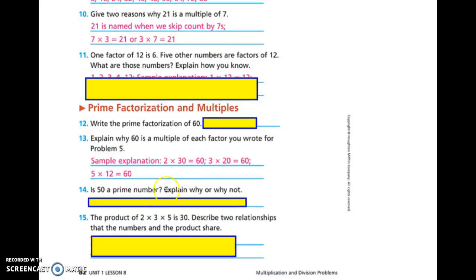Let's skip ahead a little bit. I wanted to look at this one. It says, is 50 a prime number? Explain why or why not. So remember our definition. A prime number is a number that only one and itself can be divided into, and a composite number is a number that other numbers can be divided into. So what do you think? Is 50 a prime number? Yes or no? If you said no, it's not, you're right on, because there's a lot of numbers that divide into 50, right? 25, 5, 10, all those numbers divide into 50.